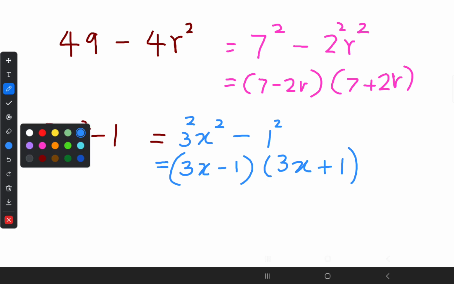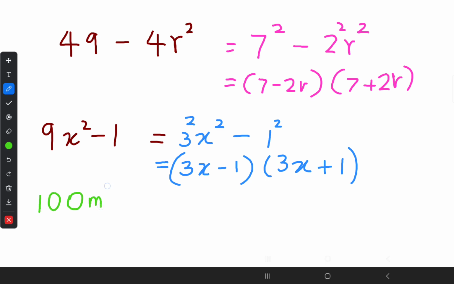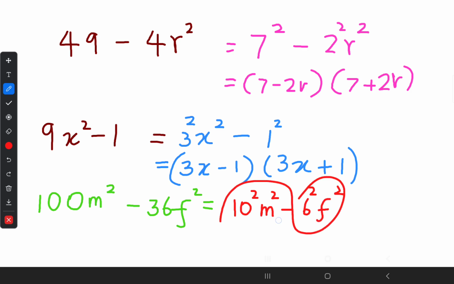And one more type, the same one. When we have 100m square minus 36 f square. Now you have an idea how to do the question. 100 can be expressed as 10 square, and we already have m square. 36 is 6 square, and f square. On both sides we have square values. In between there is a negative. So it would be 10m minus 6f, a factor.